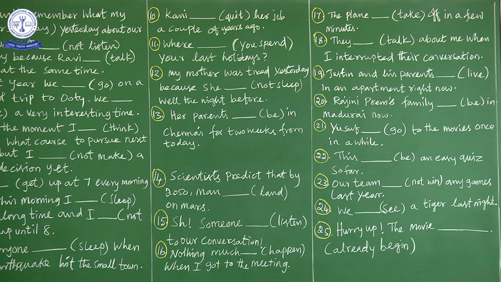Then we change it into question form. So how will you make a question form in past tense? You have to add did. So where did you spend your last holidays? So that's how you have to write the answer.